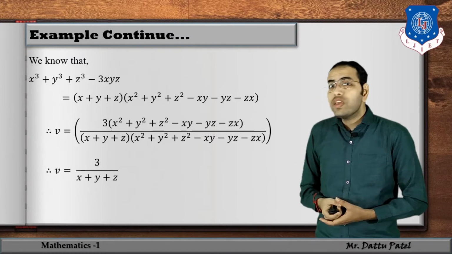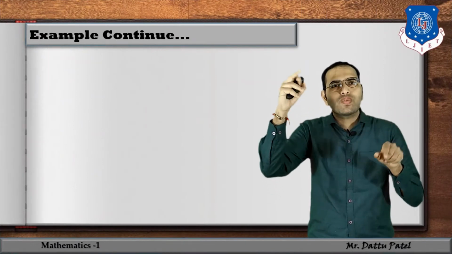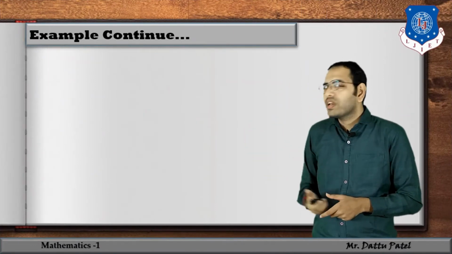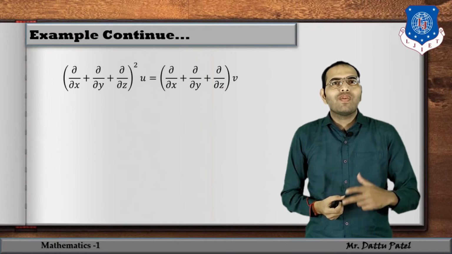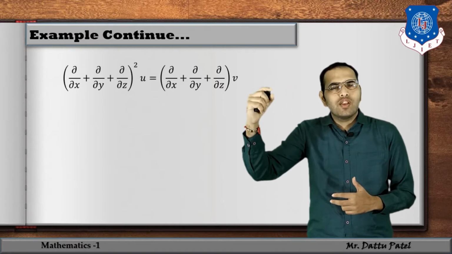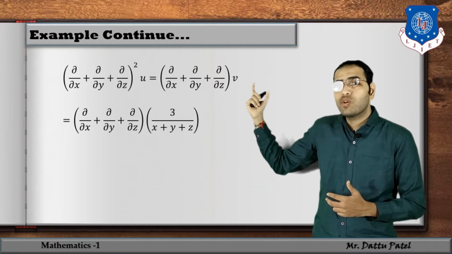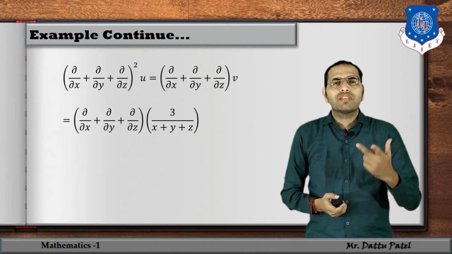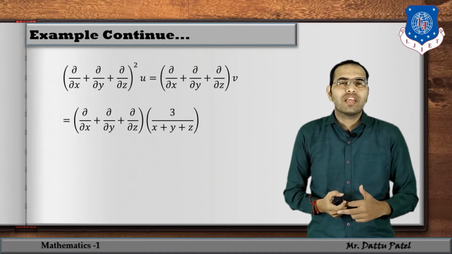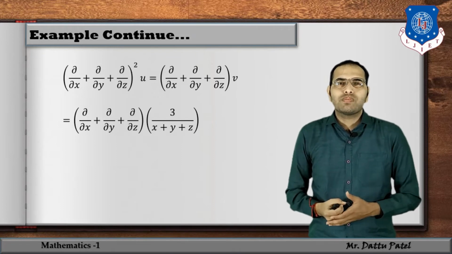Now we will find (del by del x plus del by del y plus del by del z) whole square of u, which is written as (del by del x plus del by del y plus del by del z) into (del u by del x plus del u by del y plus del u by del z). Here del u by del x plus del u by del y plus del u by del z equals v, so it becomes (del by del x plus del by del y plus del by del z) into v. Substituting the value of v, that is 3 upon (x plus y plus z).